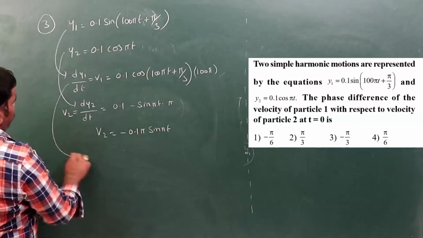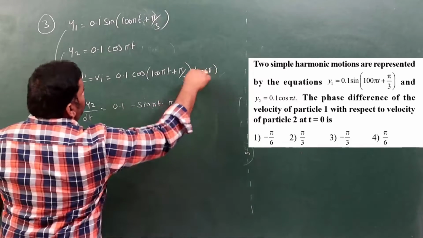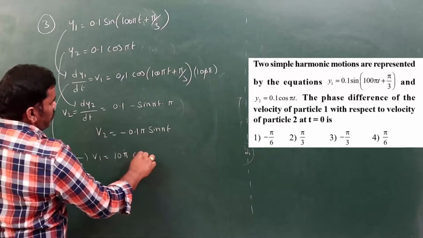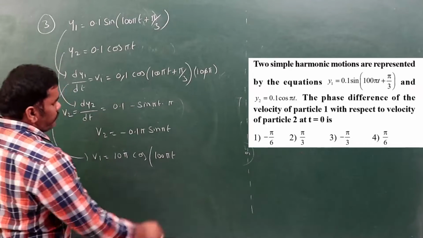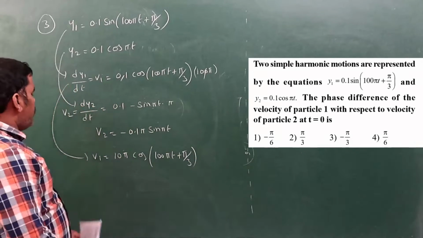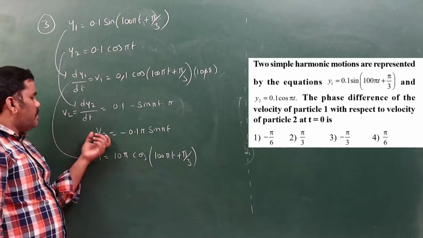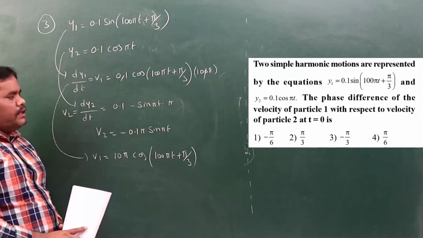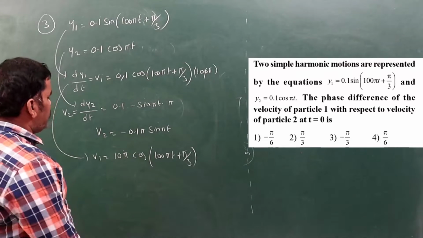So here v1 is equal to, this one cancels, 10 pi into cos of 100 pi t plus pi by 3. So here the first velocity of the particle is a cos function, and the second velocity of the particle is a sin function. Okay, sin function. So now one of them has to change.